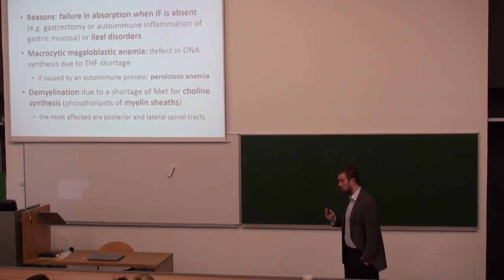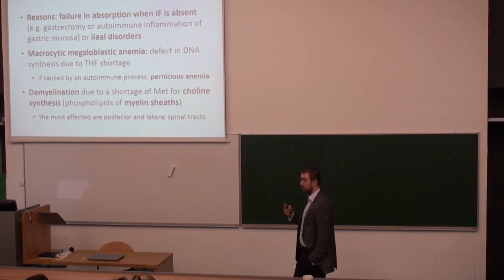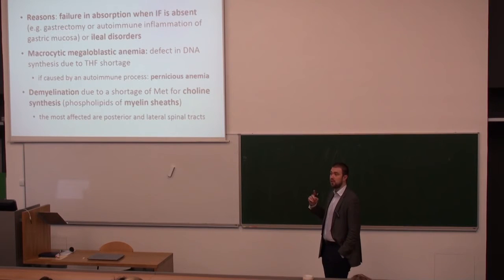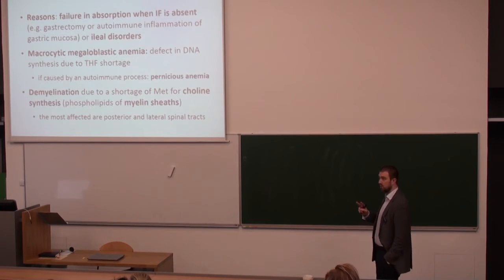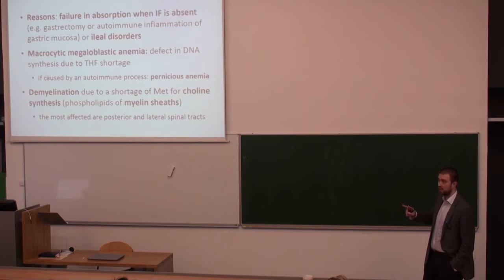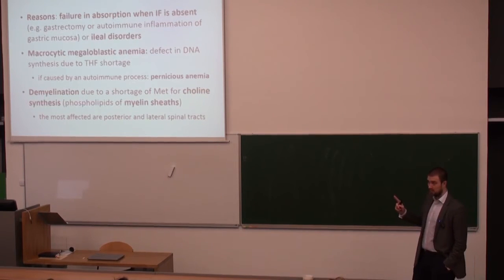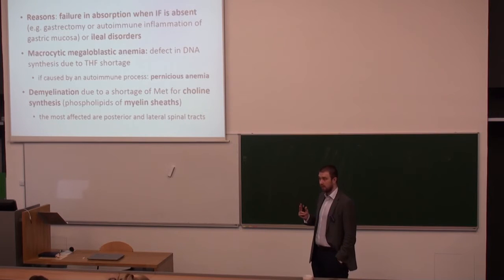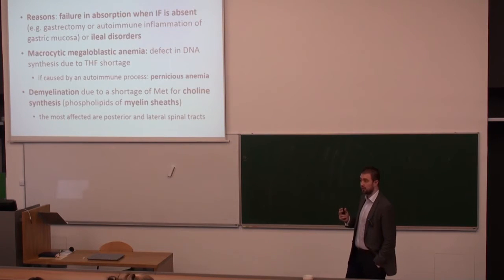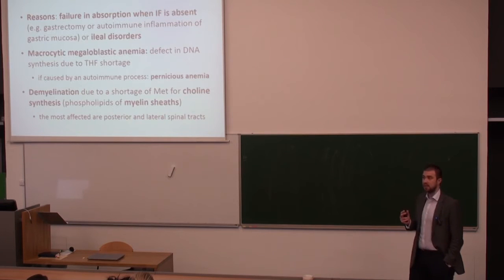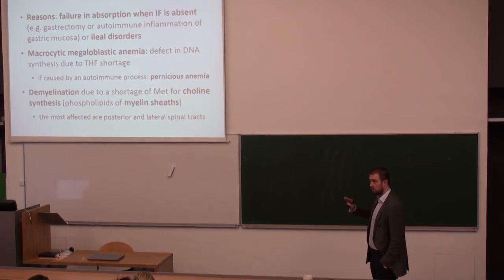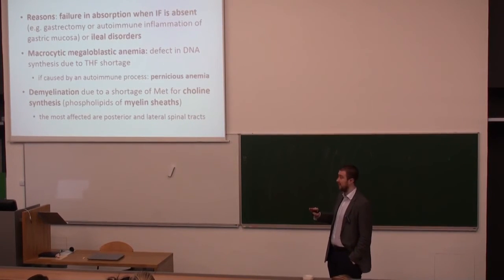The result of this deficiency will be to some extent similar to folate. But you must know also that it's not absolutely the same, and you as doctors must be able to distinguish these two types of deficiencies. The first, where it's the same, is the macrocytic megaloblastic anemia. The reason here is that since you are not able to regenerate folate, you are missing the active cofactor for the purine and pyrimidine synthesis. Therefore, you have not enough DNA for the rapidly dividing cells, and as a result, you develop anemia.